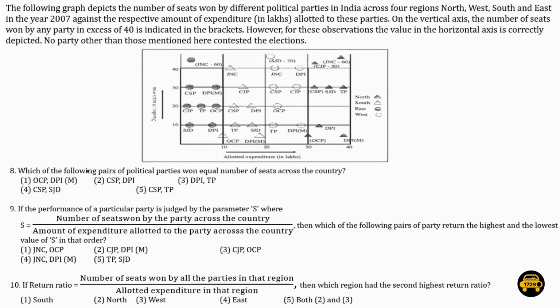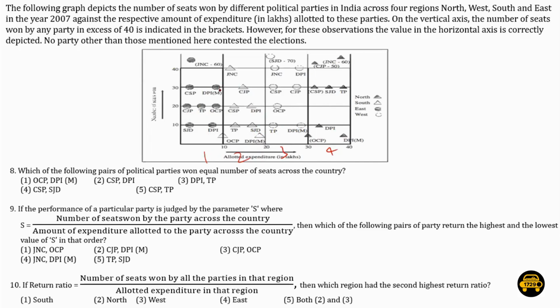The first question says, which of the following pair of political parties won equal number of seats across the country? In order to find out the number of seats, we can easily calculate it from the graph. But the question asks not about the exact number, but about the equal number of seats, and we are given options in pairs. So in order to save our time, we just compare. For example, in case of OCP and DPIM, let's call it first zone, second zone, third zone, and fourth zone, first region, second region, third region, fourth region. We need not understand the names as of now.